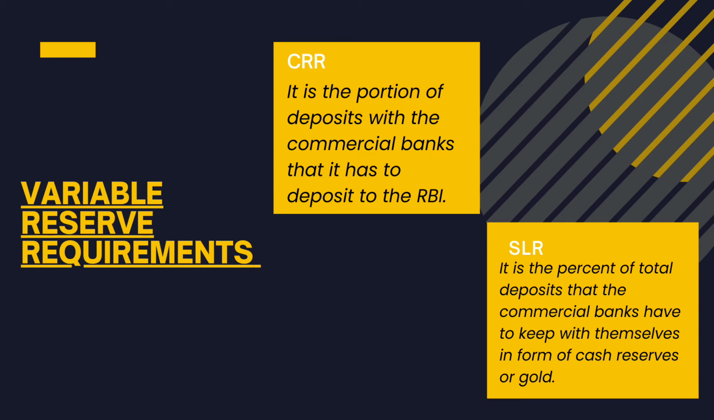The third is variable reserve requirement. There are two components to this instrument of monetary policy, namely the cash reserve ratio or CRR and the statutory liquidity ratio or SLR. Let's understand them both. Cash reserve ratio or CRR is a portion of deposits with the commercial banks that it has to deposit with the RBI. So, CRR is the percent of deposits the commercial banks have to keep with the RBI.